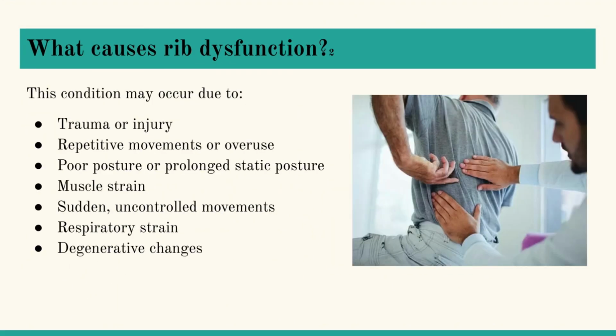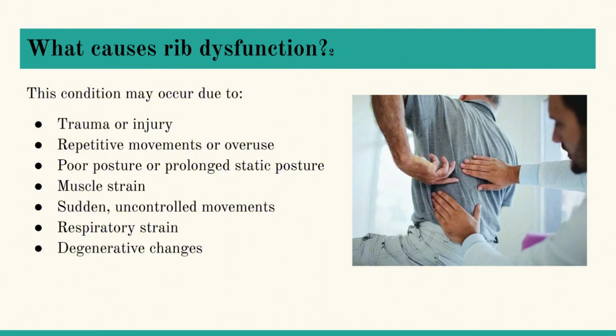So what could cause these rib dysfunctions would be trauma or injury, repetitive movements or overuse, poor posture or prolonged static posture, muscle strain, sudden uncontrolled movements, respiratory strain, and degenerative changes. So for direct trauma, it would be like a fall or blow to the chest or motor vehicle accident, which would disrupt the normal function, or like a chest contusion. Repetitive motion involved in the upper body, such as certain sports or occupational tasks, can strain the joints.